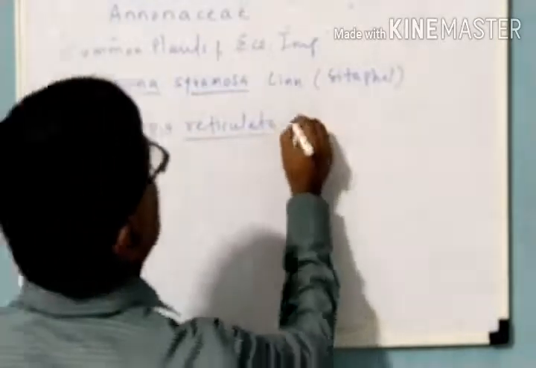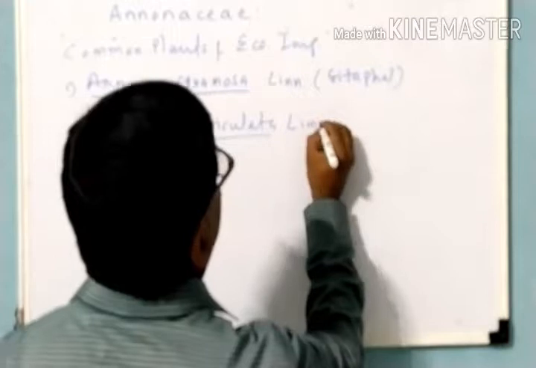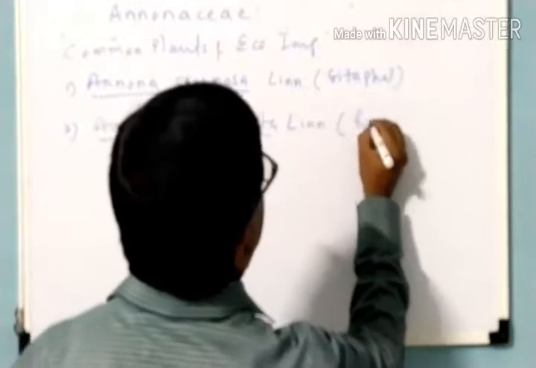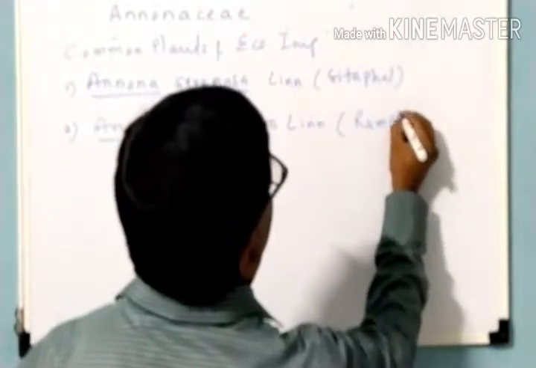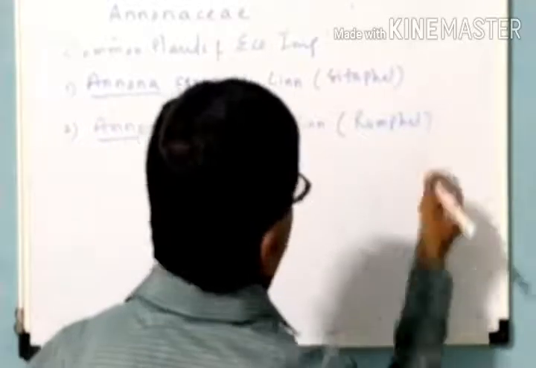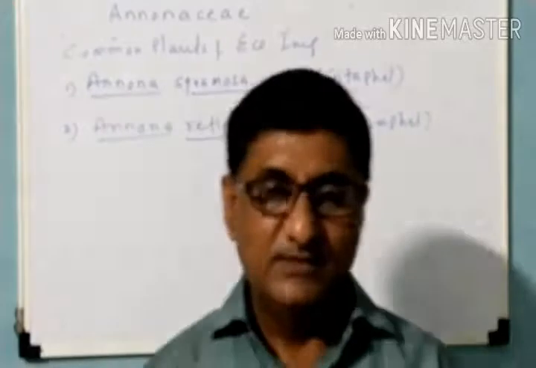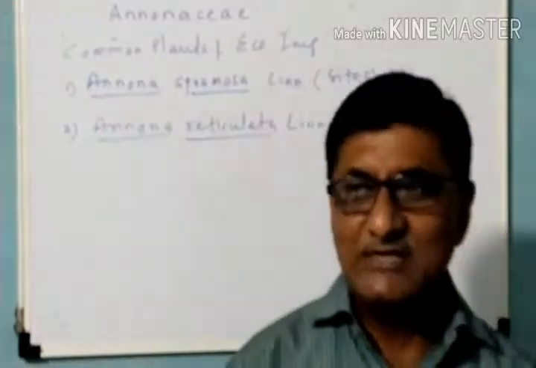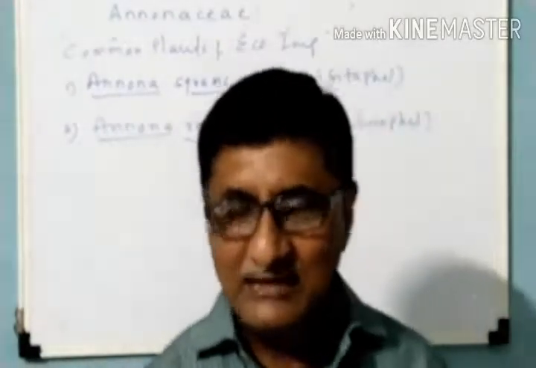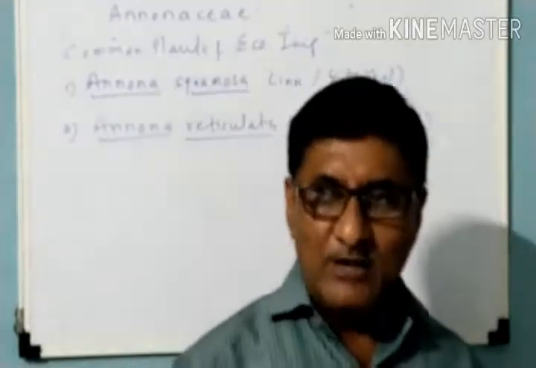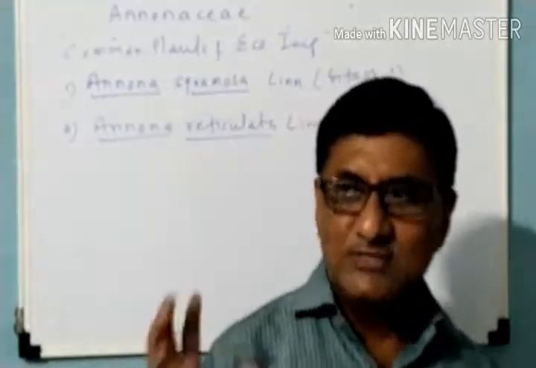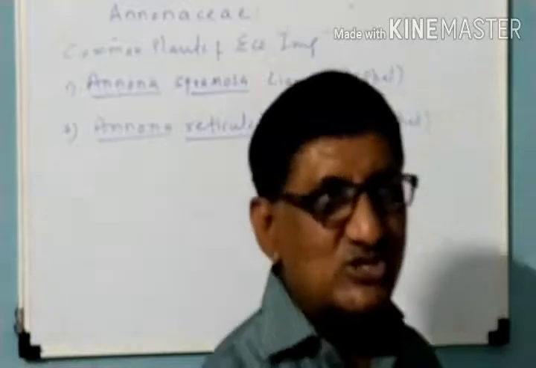The authority is also the same, Lee, and it is commonly called Ramphal. This plant is also a wild edible plant cultivated for its fruit. The fruit is edible and can be eaten in the country and in the world. Apart from that, the leaves of this Ramphal have some religious uses.